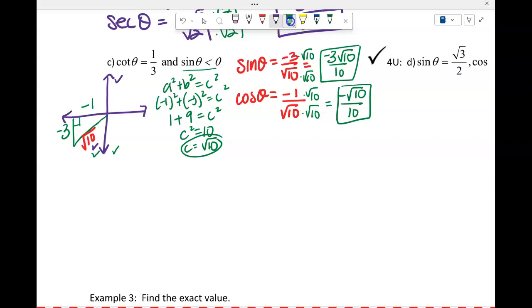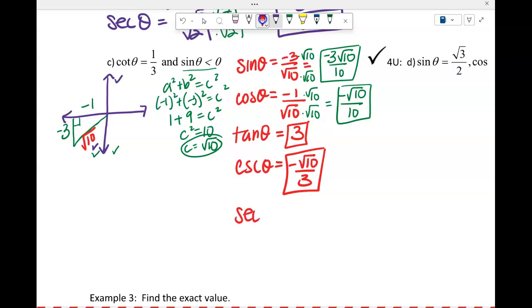Then next is going to be tangent. Tangent, I'm just going to flip your cotangent, which is 3, so box that up. Reciprocal function of sine is cosecant of theta, which I'm going to flip the -3 rad 10, make it -rad 10 over 3, box that up. And secant, we are going to flip cosine, which is -rad 10.